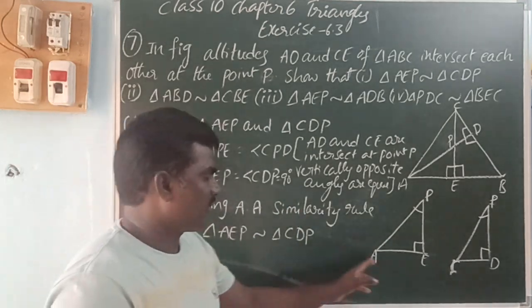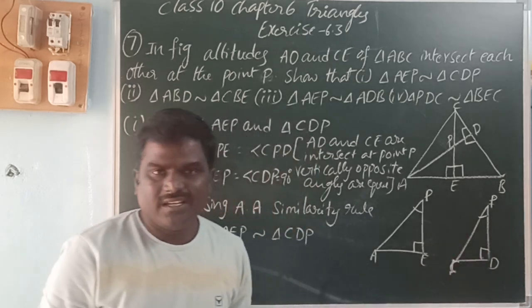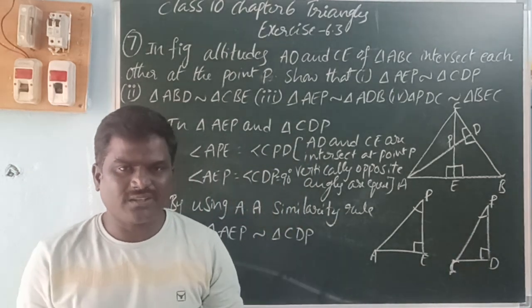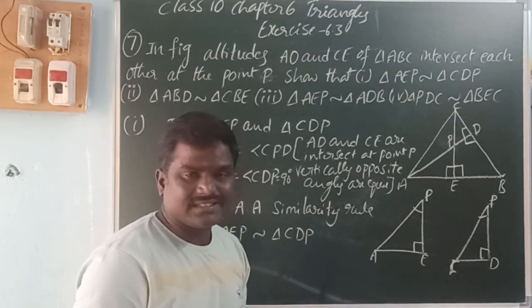So how similar? By using angle. In any two triangles, if two angles are equal, the third angles are also equal. So therefore, by using the angle similarity rule, these two triangles are similar.